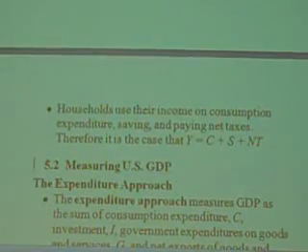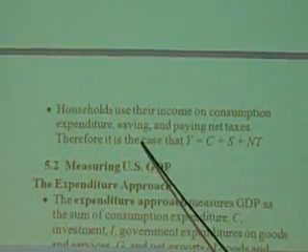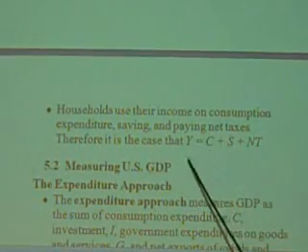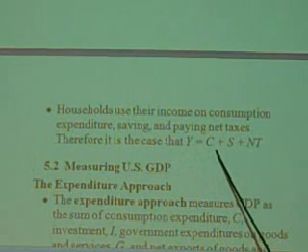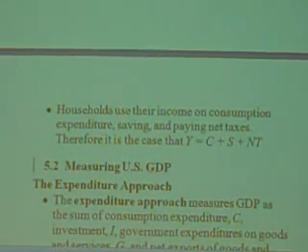And then for households, it's the same idea, except they're just going to use the income on consumption expenditure, saving, and paying net taxes. For a household, then, it's going to be C plus S plus NT. That's for households. How do we measure the GDP, then?